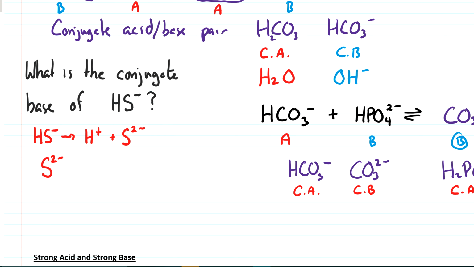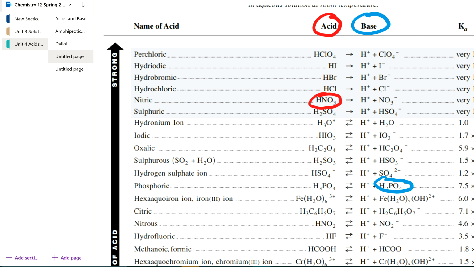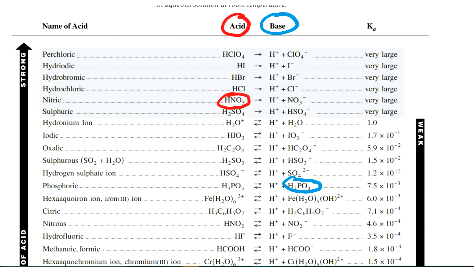Now, if we go back to the data chart, we can probably do this much quicker now. We can sort of see these patterns here. Let's close that down. So if we looked at, where is it here? IO3 minus, well, that's a base. So that would be the conjugate base. But what would the conjugate acid be to IO3 minus? Well, if it's looking for the conjugate acid, it must have one more H, so it would just be this compound. So those are conjugate pairs of each other.